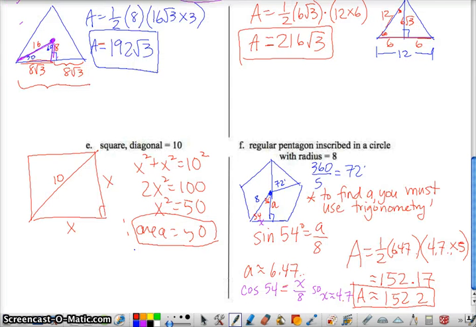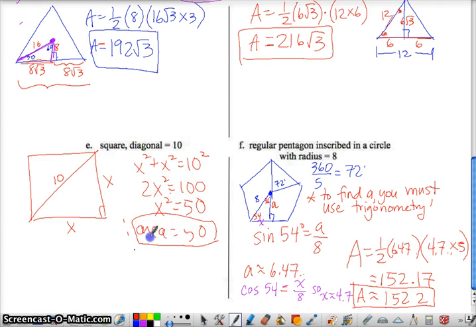Hopefully for letter E, you've seen this a few times, right? If you have a square with a diagonal of 10, well, these two sides of the square have to be the same. That's why it's a square, because the side lengths are the same. So if we use Pythagorean theorem, x squared plus x squared equals 10 squared, that's 2x squared equals 100. So when you divide by 2, you get x squared equals 50.